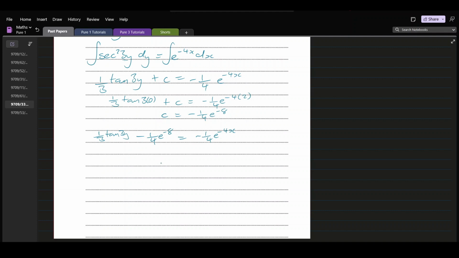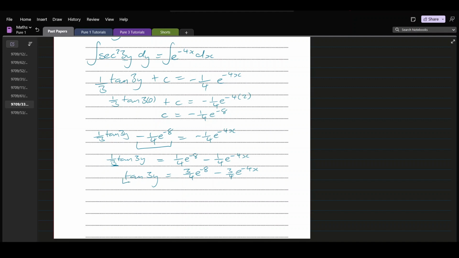And we want an expression for y in terms of x, so it means we have to make y the subject of the formula. So this becomes 1/3 tan 3y is equal to a quarter e to the -8, we've moved this to the right hand side, minus 1 over 4 e to the -4x. And now let's multiply through by 3 to get rid of this 3. So it becomes tan 3y is equal to 3 over 4 e to the negative 8 minus 3 over 4 e to the negative 4x.